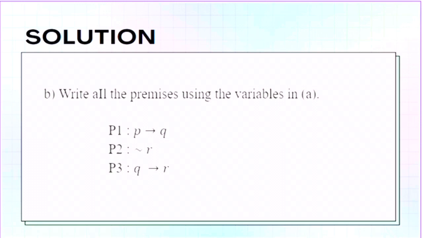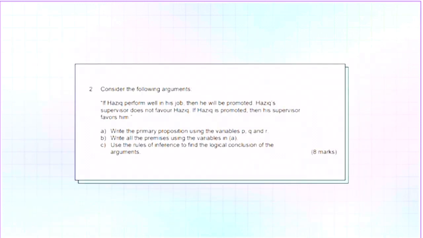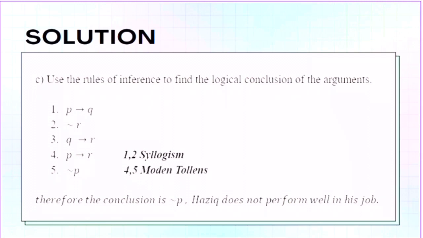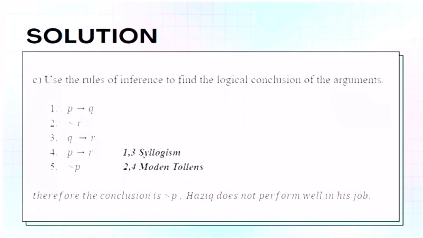Lastly, P3. If Haziq is promoted, then his supervisor favors him. This is referring to if Haziq is promoted, which is statement Q, his supervisor favors him is referring to statement R. So what we can put here as P3 is Q to R. So that is the solution for B. And lastly, let's jump to solution C.